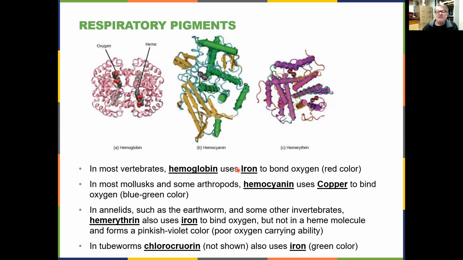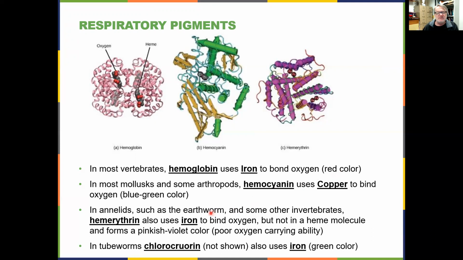The only reason that blood in a vertebrate is red is because the molecular bond of oxygen to iron produces a reddish color. We also know that reddish color of iron and oxygen as rust, so it's a rusty red color.